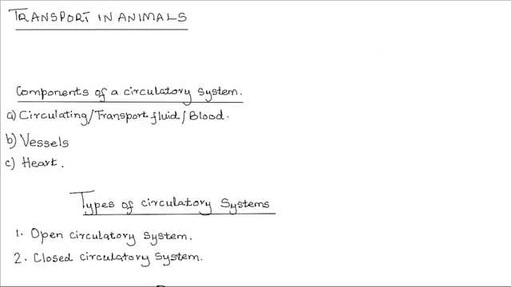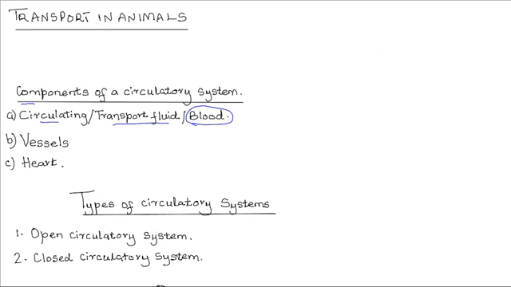Now, each circulatory system, regardless of the organism, has the following components. Each circulatory system has a circulating or transporting fluid that is commonly referred to as blood. This is the fluid that carries substances either in solution form or suspension from one part of the body to the other.